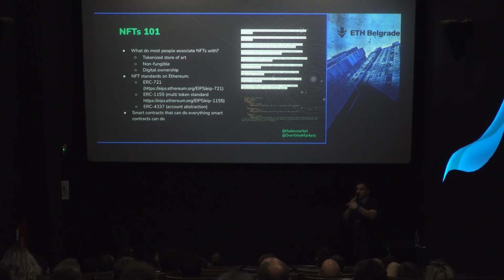And now to combine it with the topic of the talk, which is the NFTs. So most people associate NFTs with tokenized store of art, that they are non-fungible, that you get digital ownership. You know the standards, ERC-721, the most known one. Then you have the batching, the 1155, and most recently, it's still in draft, the proposal for account abstraction, that's very bullish, ERC-4337.